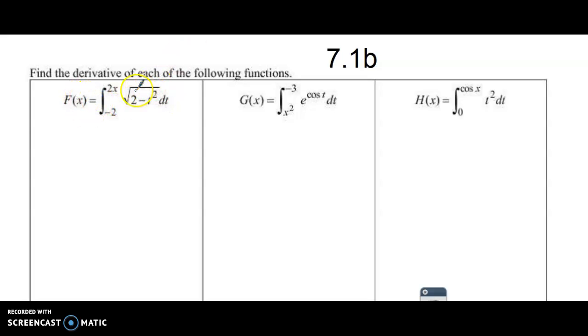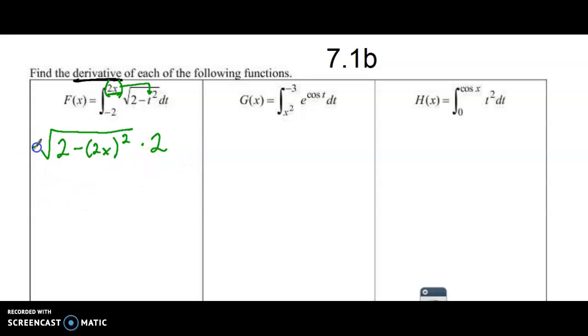Okay, so the main premise of this problem is that if we're finding the derivative of each piece, then what we're going to do is notice that the derivative and the antiderivative will cancel out. So we're looking at 2 minus, I'm replacing 2x in for t right here. And then what you have to do is multiply by the derivative of that piece. And it's all about the chain rule.